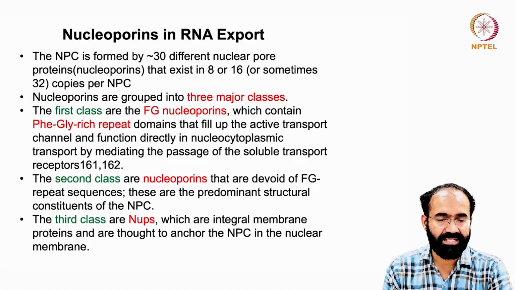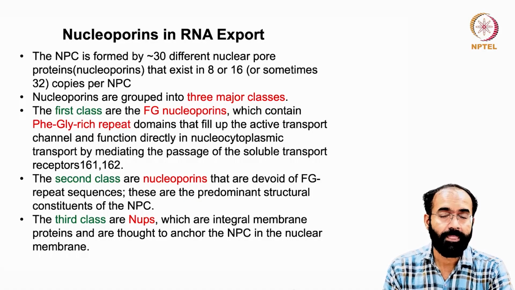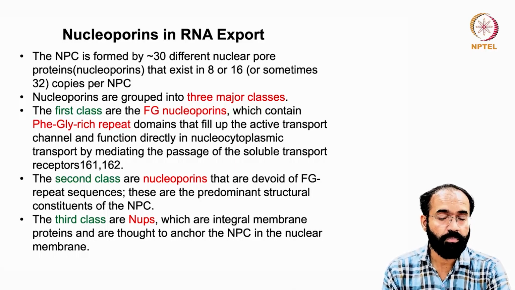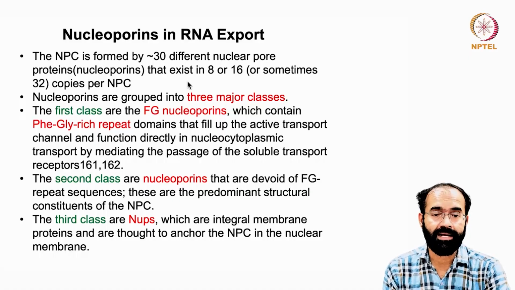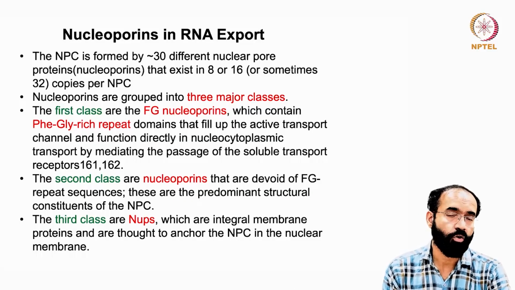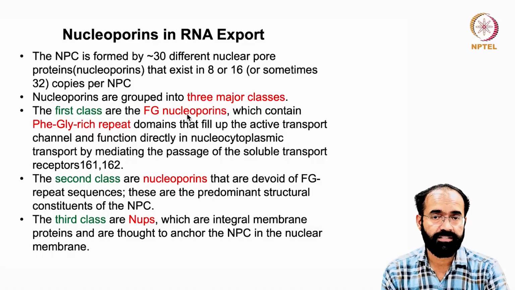The nuclear pore complex, NPC, is formed by approximately 30 different nuclear pore proteins, which we call nucleoporins, that exist in 8 or 16 or sometimes even 32 copies per nuclear pore complex. Note the point that they are in multiples of eight. There will not be 9 or 17. So they are 8, 16 and 32, and they occupy the diagonals quite effectively.